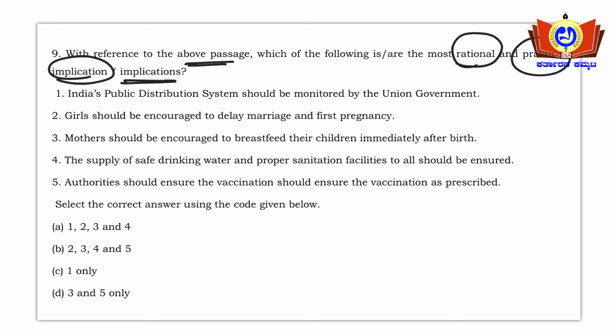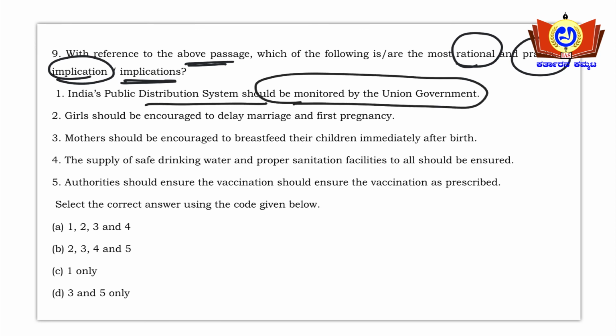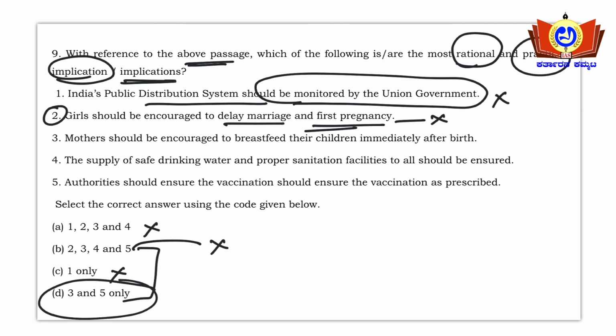Statement 1: India's public distribution system should be monitored by the Union government. The passage is not speaking about this, hence statement 1 can be eliminated, and options A and C can also be eliminated. So the answer lies between options B and D. Statement 2: girls should be encouraged to delay marriage and their first pregnancy. The passage also doesn't speak about this, so statement 2 is also wrong, which means option B is also wrong. So directly, without any reference, we can say that option D, the third and fifth statements, are correct. Still, we shall examine.